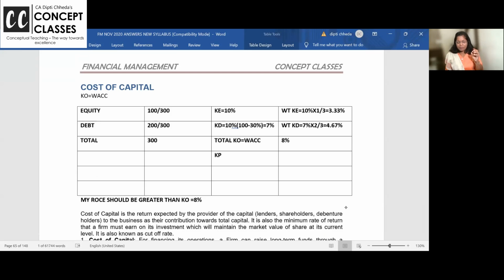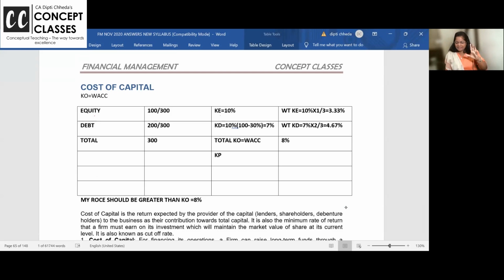Suppose I have put 300 rupees in the business. Just look at the screen, nothing to write. This is just an example. 100 I have taken equity, 200 I have taken debt. Now, on equity, my cost is 10%.